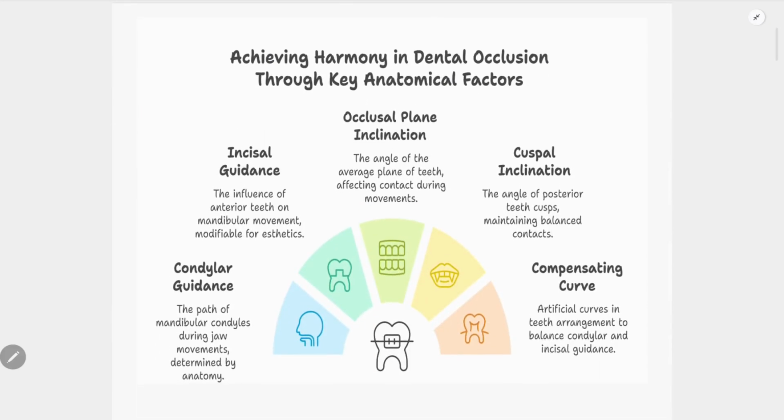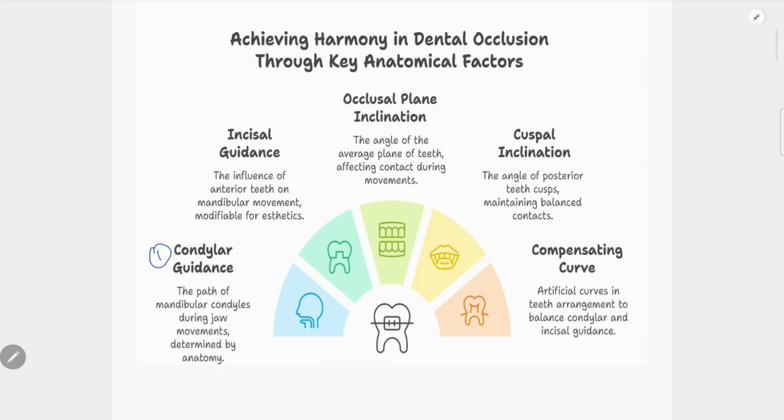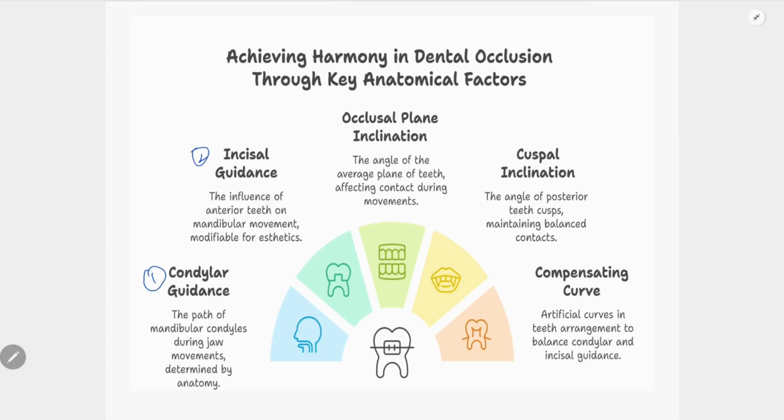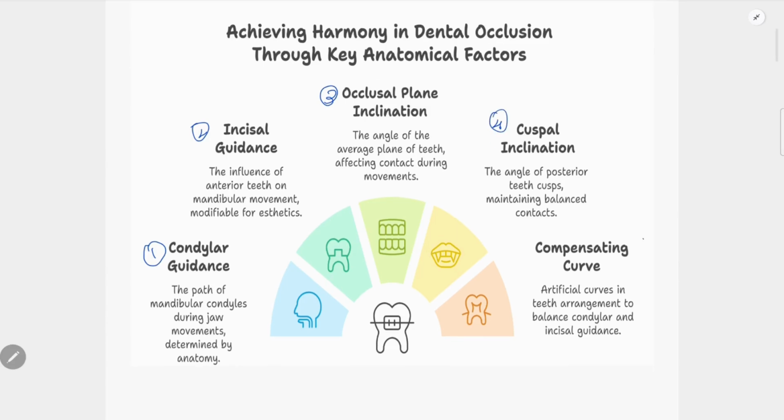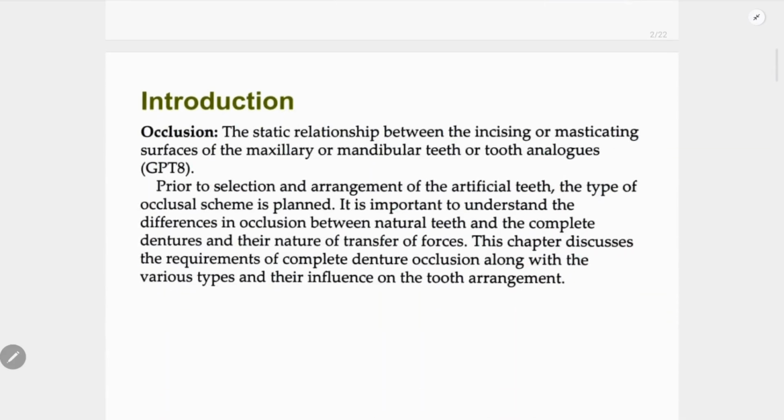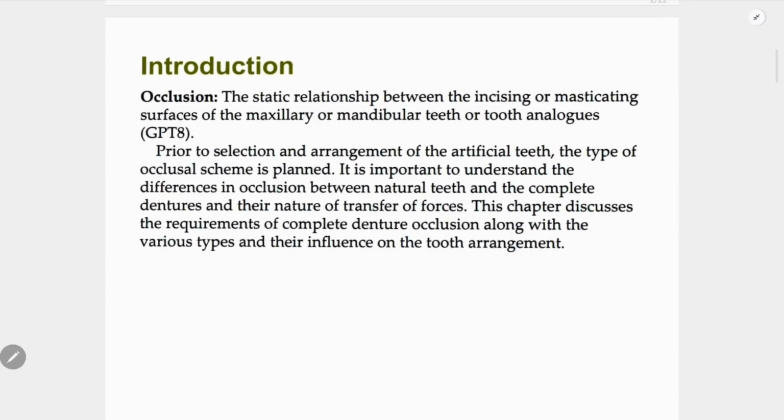Now, there are main 5 factors which determine the balanced occlusion. One is your condylar guidance, second is your incisal guidance, third is your occlusal plane inclination, fourth is cuspal inclination, and fifth is your compensating curves. So, these are the 5 factors which determine the balanced occlusion. Condylar guidance, incisal guidance, occlusal plane inclination, cuspal inclination, and compensating curves. We will study each of the 5 factors in detail. So first, we will start with the introduction.